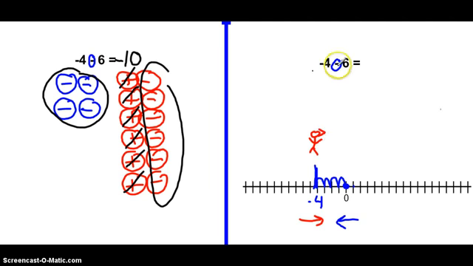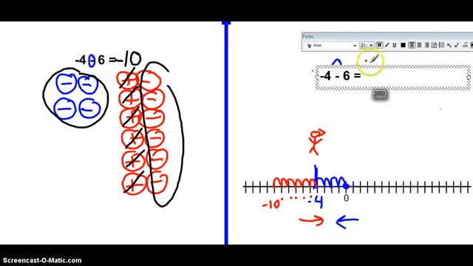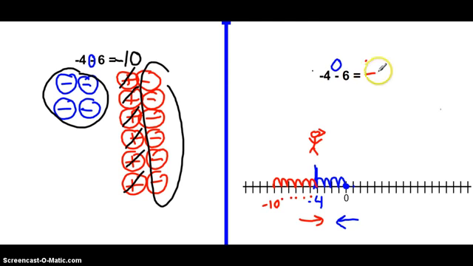But because we're subtracting, we have to walk backwards. So we're going to walk backwards 6. 1, 2, 3, 4, 5, 6. And that's -5, -6, -7, -8, -9, -10. Just like we had with the chips. Okay?